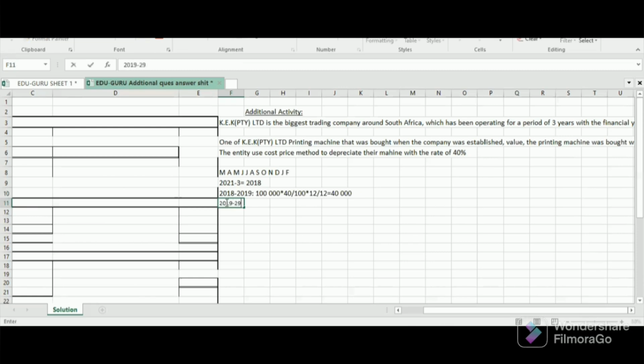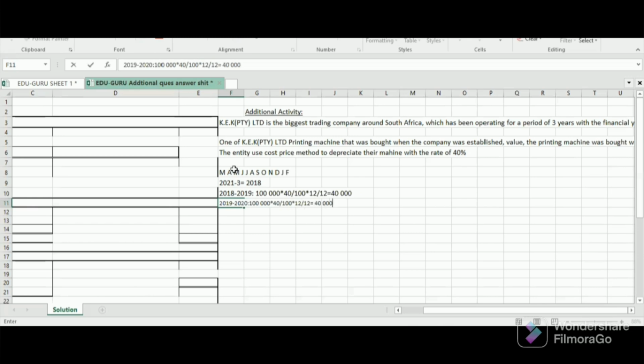to 2020. So within this current financial year of 2019 to 2020, this asset was used for the whole year. So we are going to take 100,000, which is our cost, still applying the cost price method, multiply by the recommended rate, then multiply by the whole 12 months. Because during the current financial year of 2019 to 2020, this asset was used for the whole year. So we are going to come across our depreciation as 40,000.